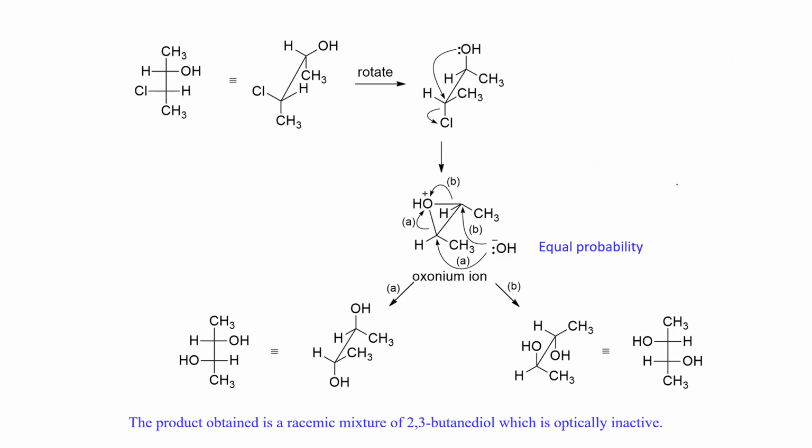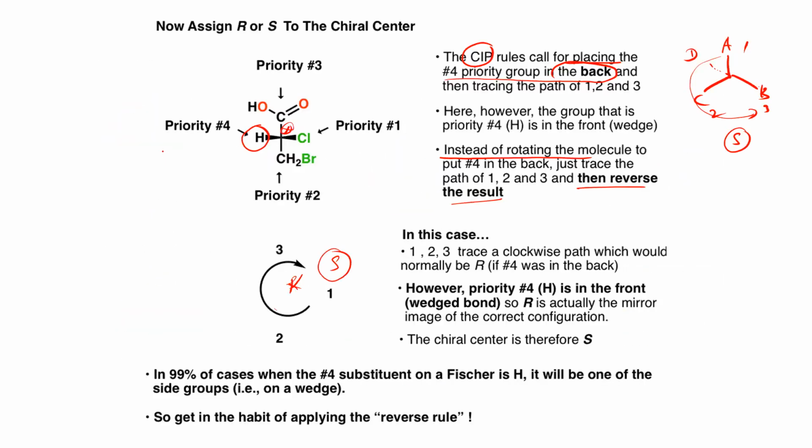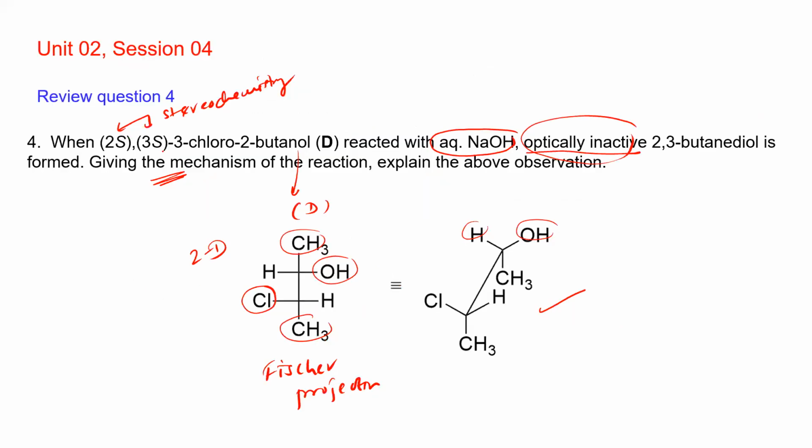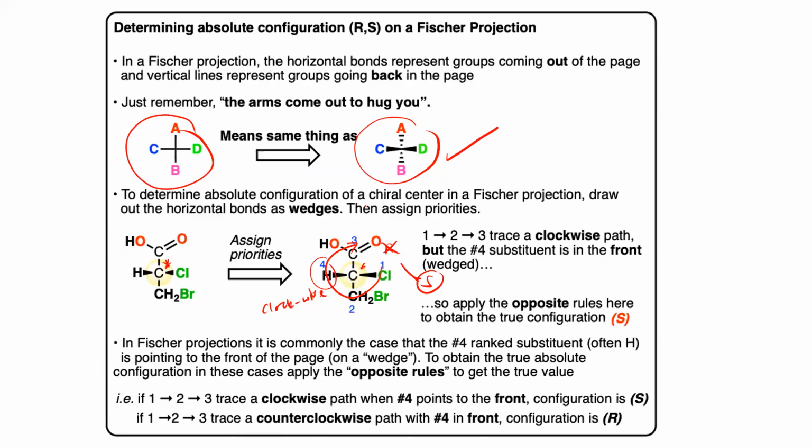Okay, back to the problem. If you don't remember the question again, when 2S,3S-3-chloro, this molecule, reacted with sodium hydroxide, it gives you optically inactive 2,3-butanediol. So you have to give the mechanism.